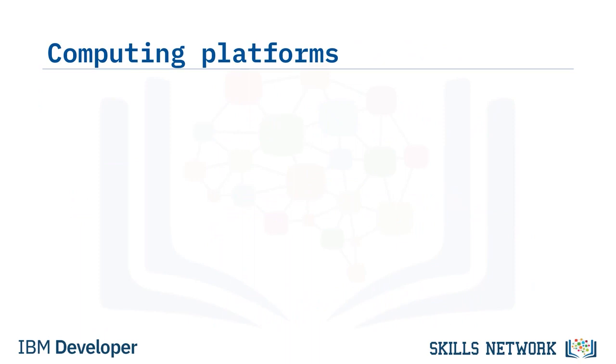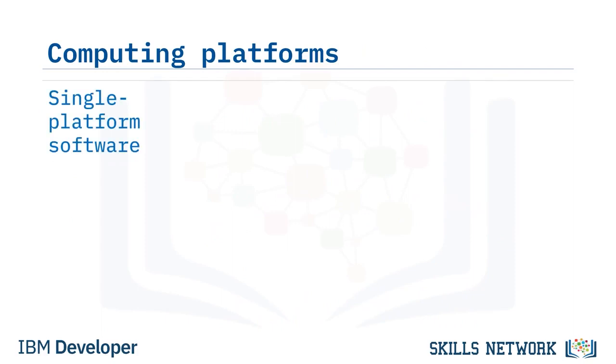Depending on who the primary users of an application will be, software developers design either single-platform software, meaning that the programming code only works on one kind of computing platform, or cross-platform software, meaning that the programming code will work on multiple platforms. Here are some of the differences.